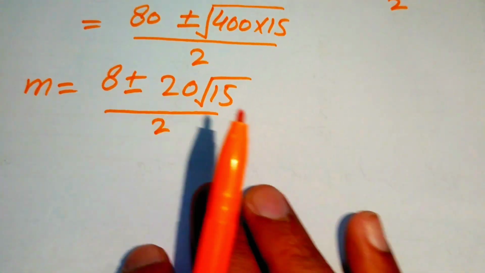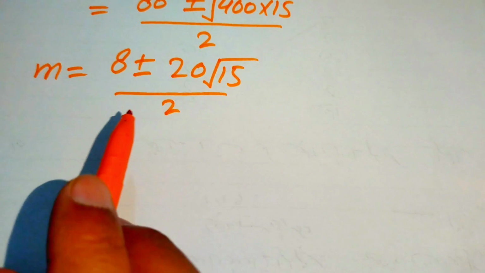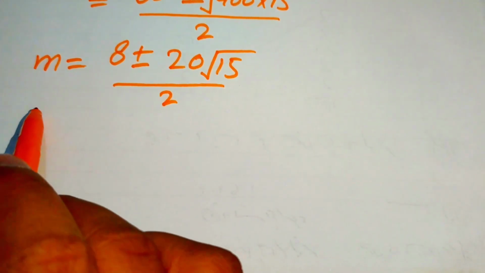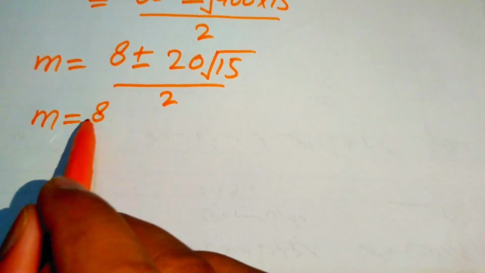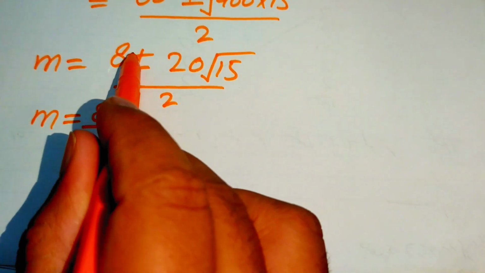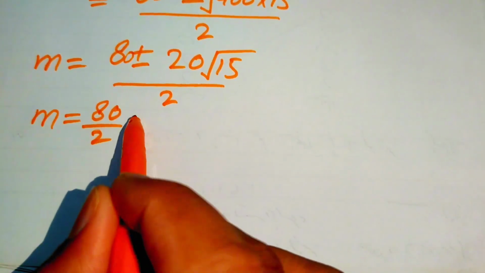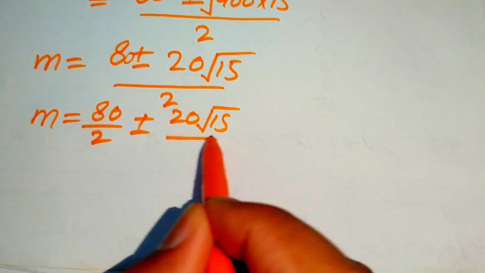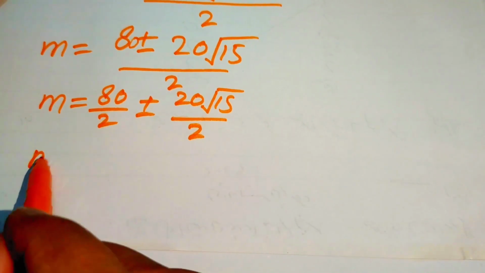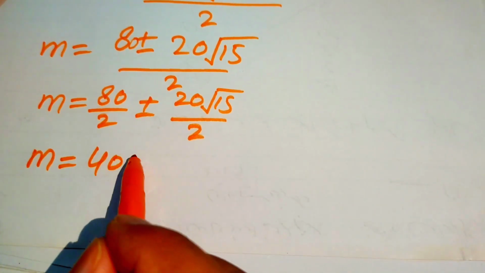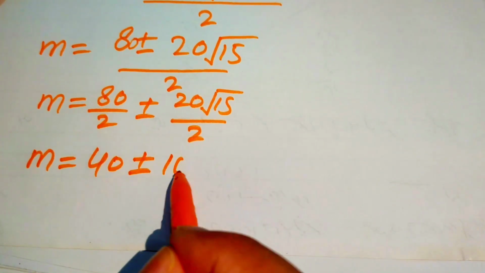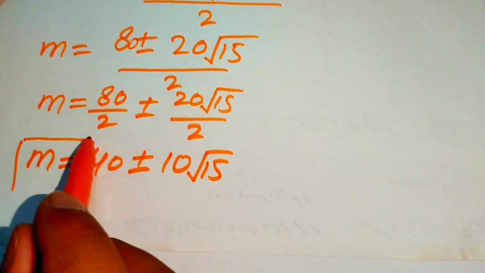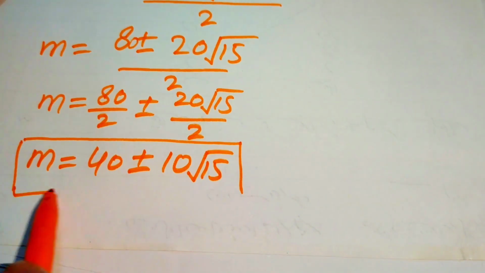And now we separate this fraction, and we get the value of m equals, sorry, this is 80 over 2 plus minus 20 times square root of 15 over 2. So here we get our m equals 40 plus minus 10 times square root of 15. So these are the two values of m.